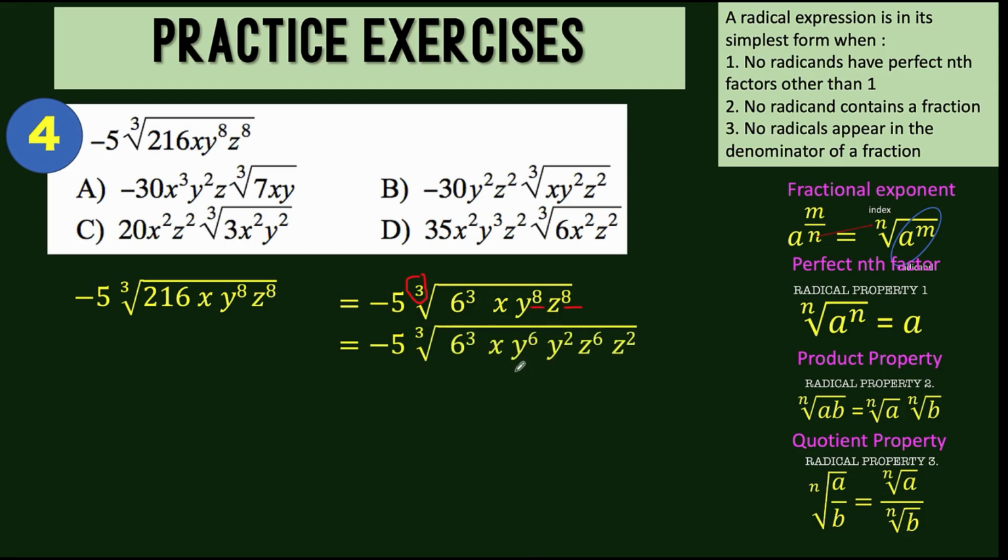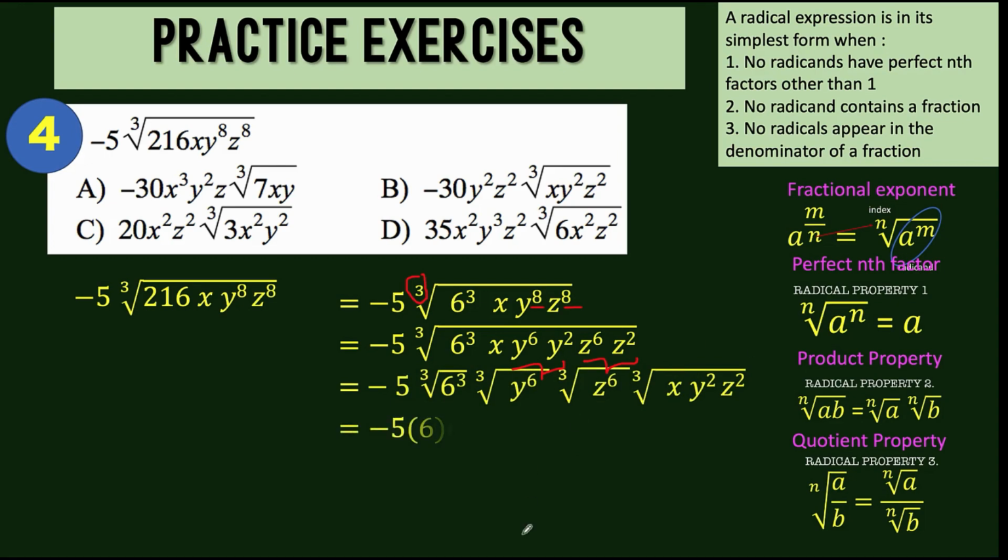This y to the 8 becomes y to the 6 times y squared. This z to the 8 becomes z to the 6 times z squared. 6 is divisible by 3, and 6 plus 2 is this 8. Then apply the product property of radicals to write them in separate radicals, and apply the perfect nth factor as well as the definition of fractional exponents to simplify them.